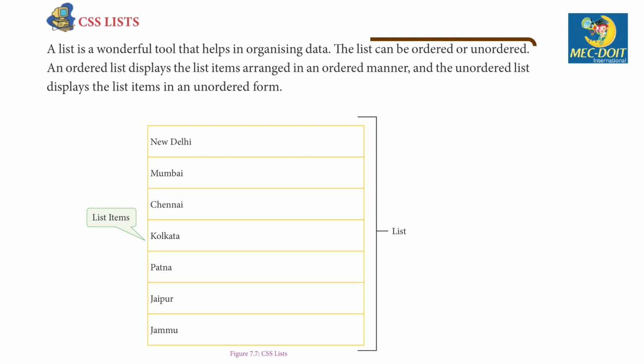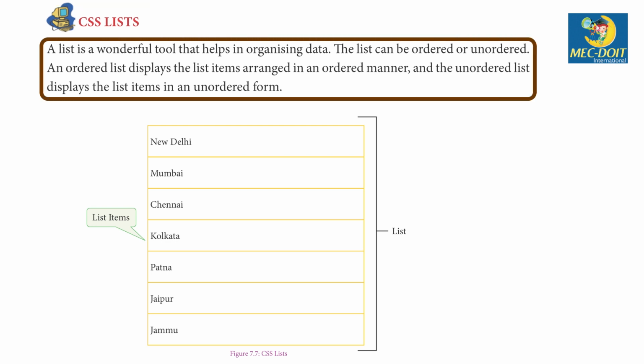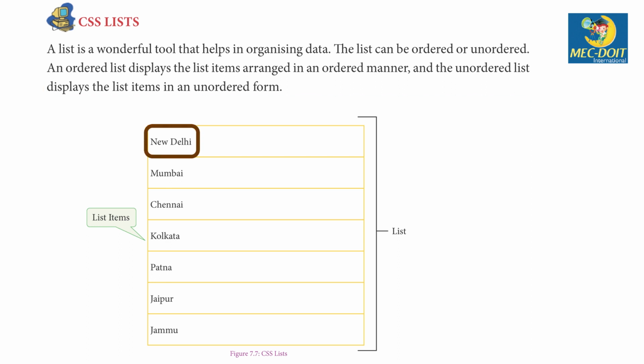CSS list. A list is a wonderful tool that helps in organizing data. This list can be ordered or unordered. An ordered list displays the list items arranged in an ordered manner, and the unordered list displays the list items in an unordered form. New Delhi, Mumbai, Chennai, Kolkata, Patna, Jaipur, Jammu.